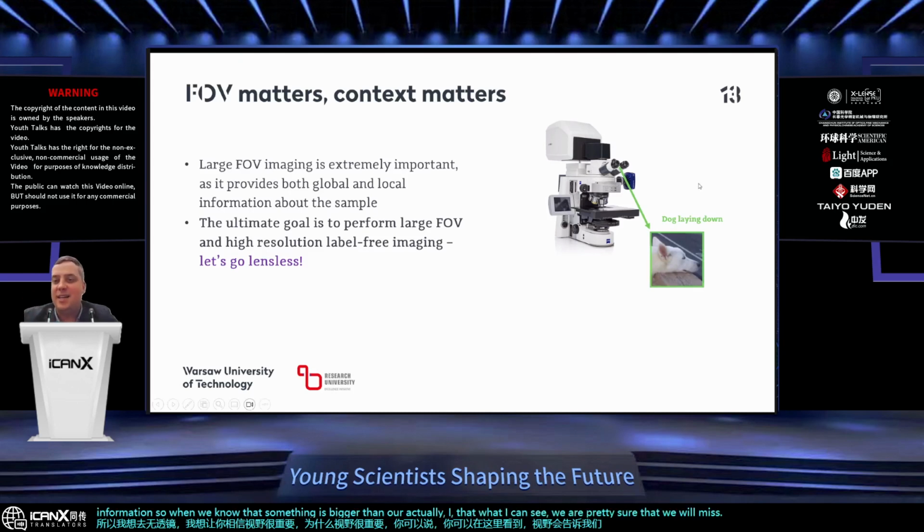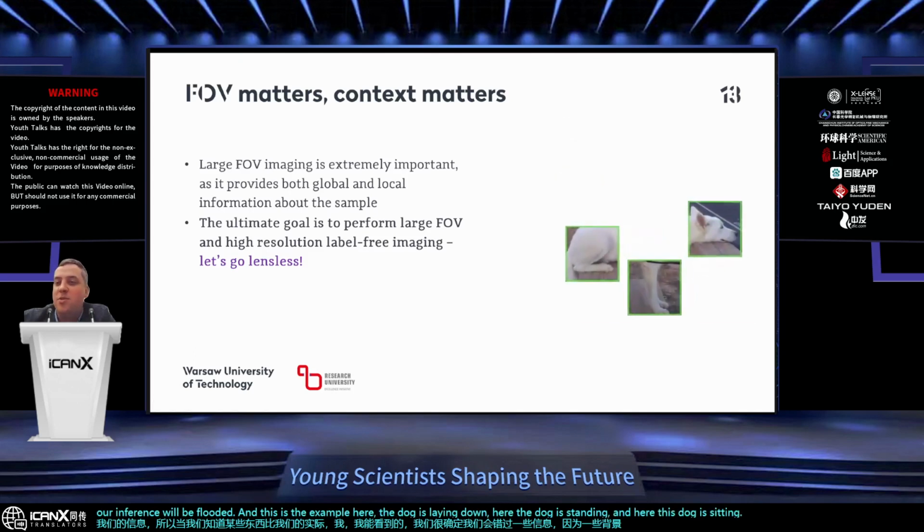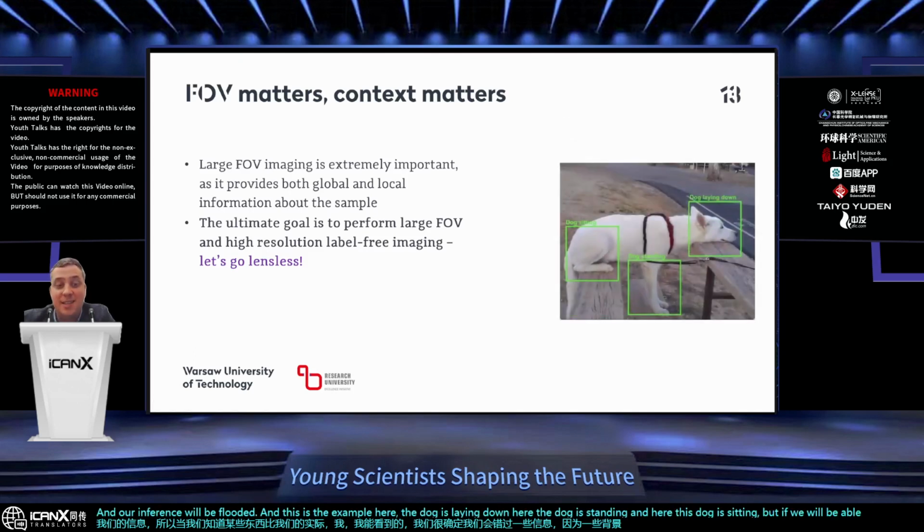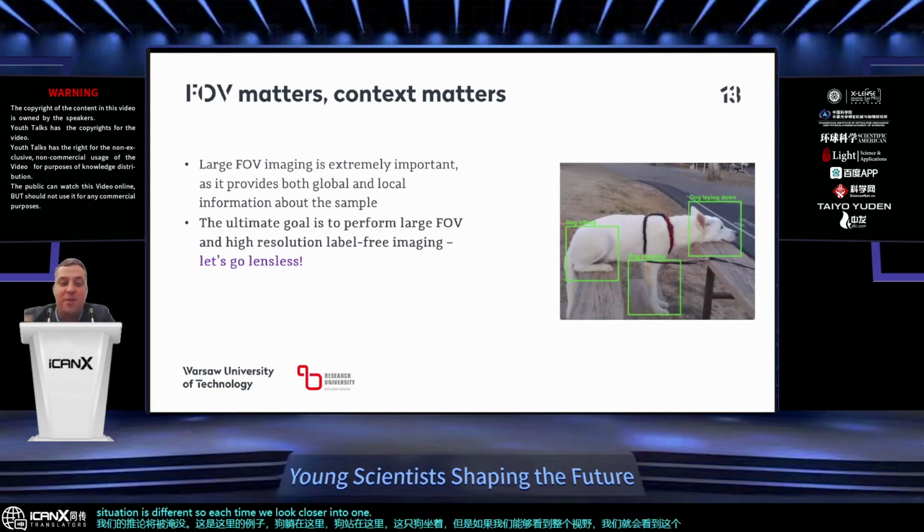And this is the example. Here, the dog is laying down. Here, the dog is standing. And here, this dog is sitting. But if we were able to see the entire field of view, we would see that the situation is different. So each time we look closer into one particular spot without the entire field of view, we tend to make mistakes, and we need to make some inference, and this inference is fundamentally flawed. So that's why field of view matters.